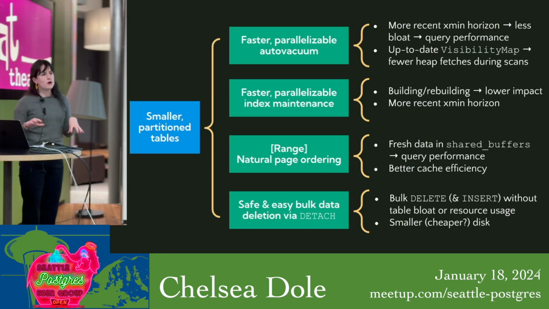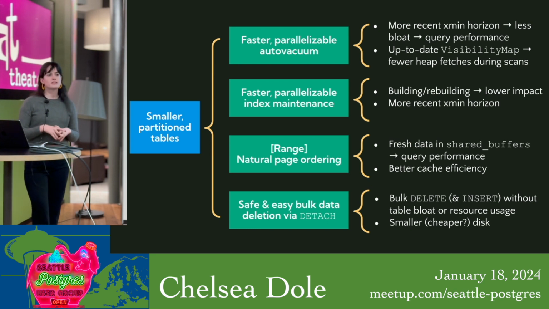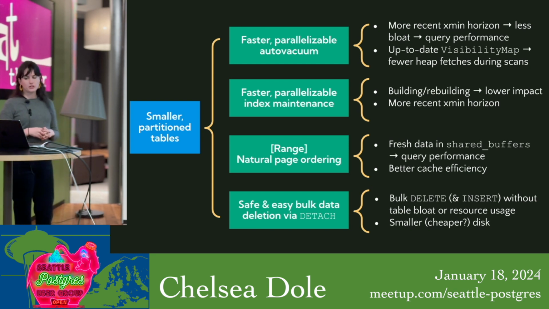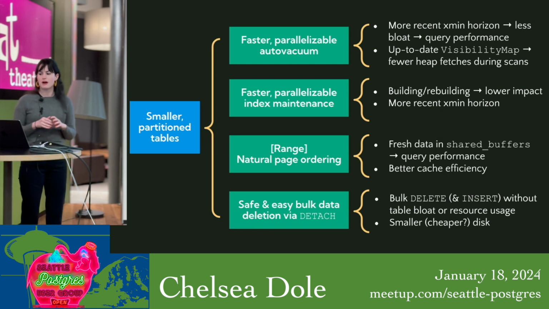To dig into why we might see these advantages, but only might, you can look into each of these sections. So I said we have faster parallelizable vacuum because we have many small tables instead of one big table. In this case, we have a more recent xmin horizon from vacuuming more frequently, from it being shorter. This, in turn, will lead to less bloat, potentially bettering your query performance because you have less I/O for your scans. You also will keep the visibility map up to date, which helps you to perform fewer heap fetches.